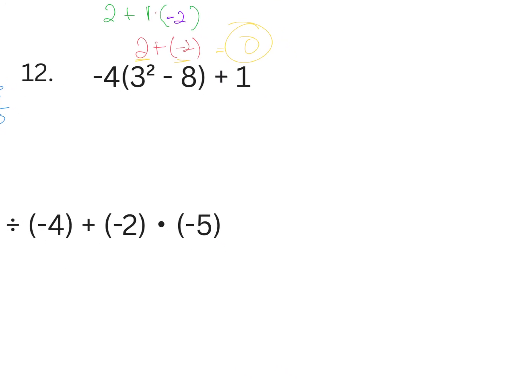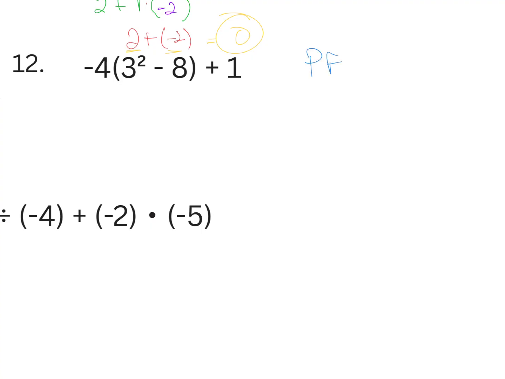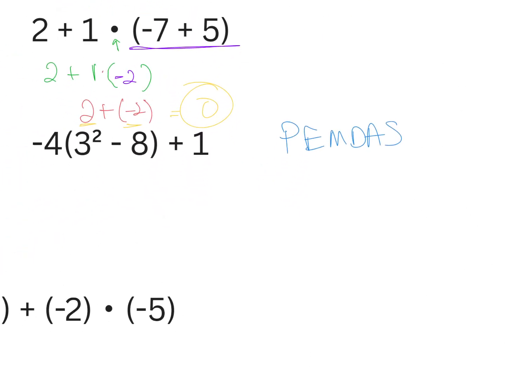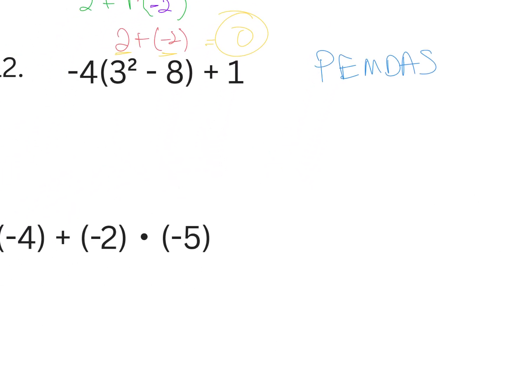In fact, I'm going to do this. I'm going to write PEMDAS over here to remind myself. I mean, for you, it's just right there, but I don't want to zoom in and out. So I got parentheses. Inside of these parentheses, I've actually got exponents. So here's what I'm going to do. Negative 4, 9 minus 8 plus 1.